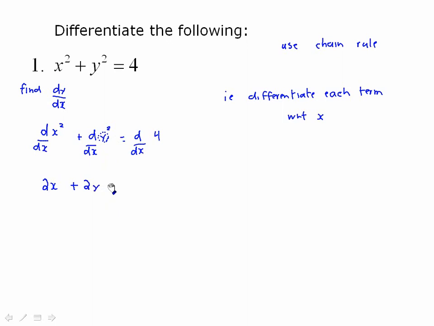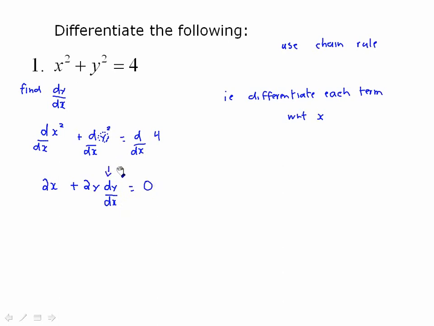So to differentiate the inner, we simply write that as dy/dx. We can go no further because we don't know what y is. And then, of course, the right side is equal to 0. So 2x plus 2y dy/dx is equal to 0. So this is the key step.